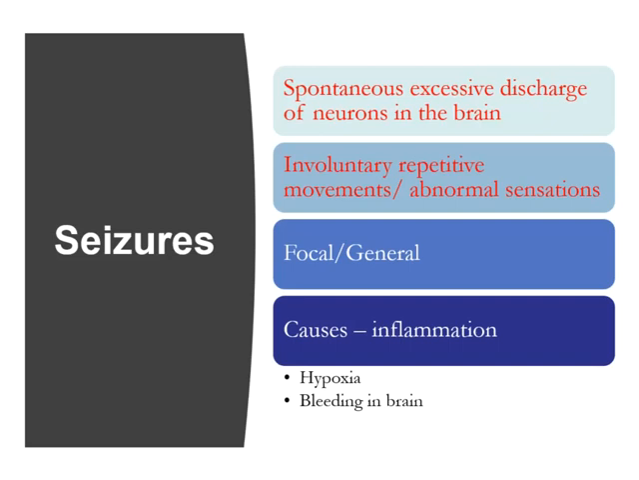Okay, the next disorder we are talking about is seizures. What are seizures? They are the spontaneous excessive discharge of neurons in the brain. There will be involuntary repetitive movements or abnormal sensations which are focal or general. The causes will be inflammation, hypoxia or bleeding in the brain. Any of these conditions can lead to seizures in the individual.